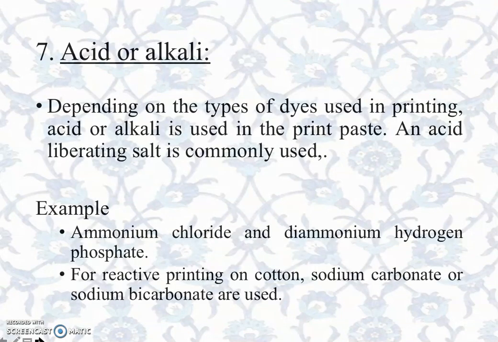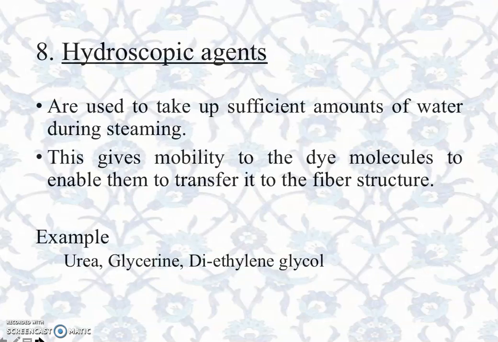Depending on the type of dye used in printing, acid or alkali is used in the printing paste. An acid liberating salt is commonly used. Examples are ammonium chloride and diammonium hydrogen phosphate. For reactive printing on cotton, sodium carbonate or sodium bicarbonate is used.